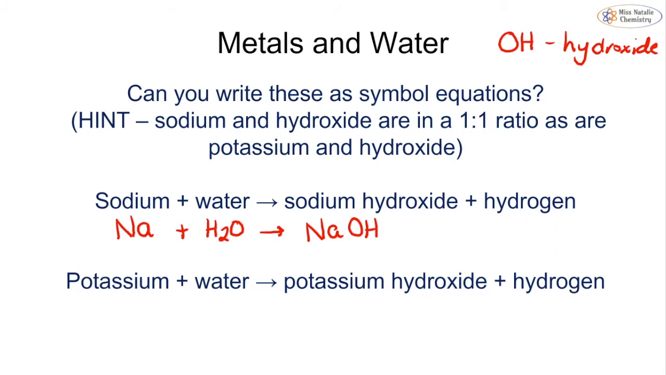Because I have sodium, oxygen, and hydrogen, I'm left with hydrogen gas, which is H2. Hydrogen gas is always H2. If I then try potassium, I've got K for potassium, checking my periodic table, plus H2O for water. My arrow, again, the K and the OH are in a 1-to-1 ratio. So I have KOH plus the H2 for hydrogen.